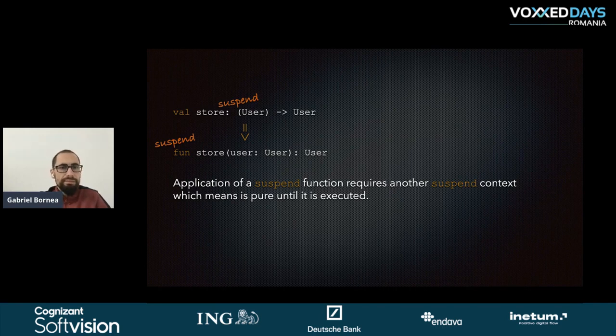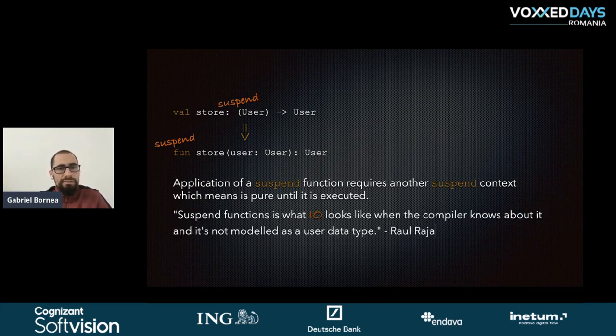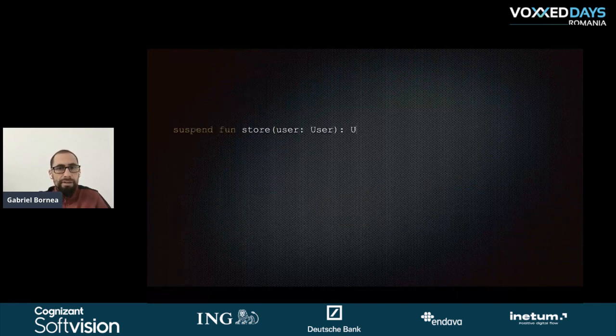And this is basically pretty similar to the IO because it is what the IO looks like when the compiler knows about it. And another good thing about this approach, and what I like most about Kotlin, is that you cannot even compile a suspended function unless you are executing it from a suspended context. So let's take our function with the suspend keyword. Now we know that this function is pure because I know that it requires some suspend context in order for the code to compile and to run.